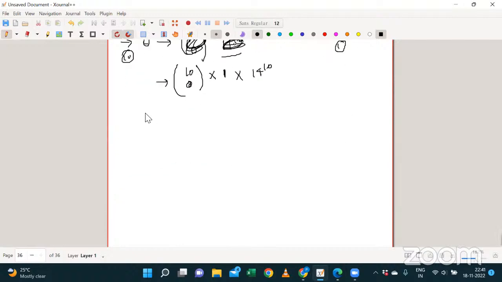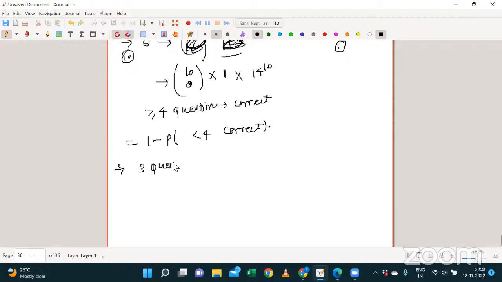Now, what I'm saying is at least 4 questions students have to make correct. So I can say 1 minus the probability of less than 4 questions correct. So in how many ways can a student get 3 questions correct? 3 questions correct out of those 10.